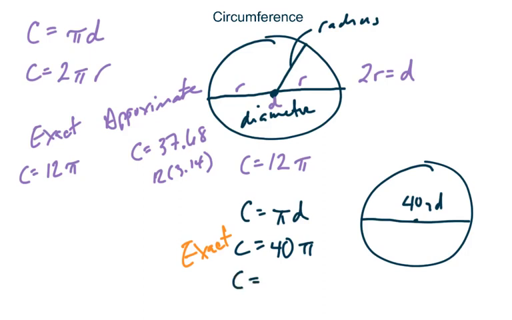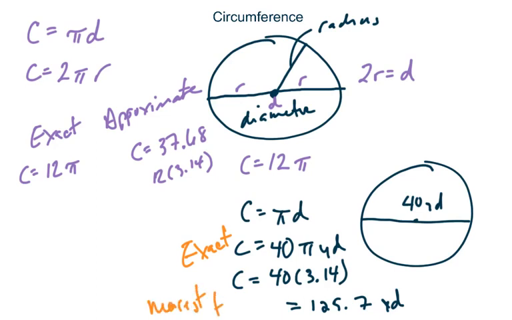Now, to do the approximate, I'm going to say 40 times 3.14. And I'm going to get approximately to the nearest tenth. It would be 125.7. And these are all yards. And it's not yards squared because we're not doing area, we're just doing circumference. So just the distance around. So then that would be to the nearest tenth.